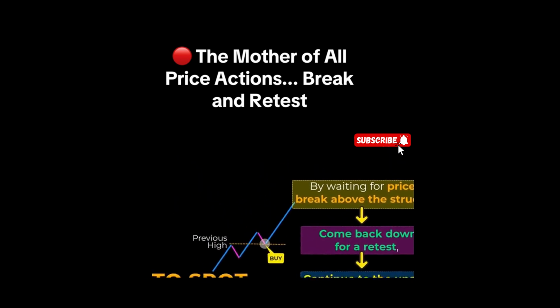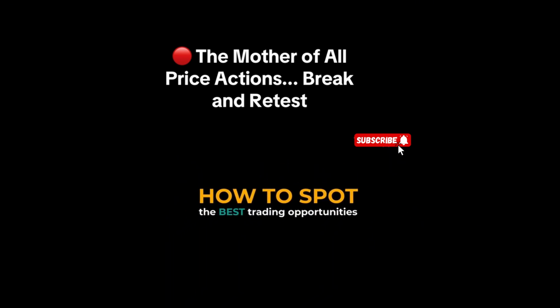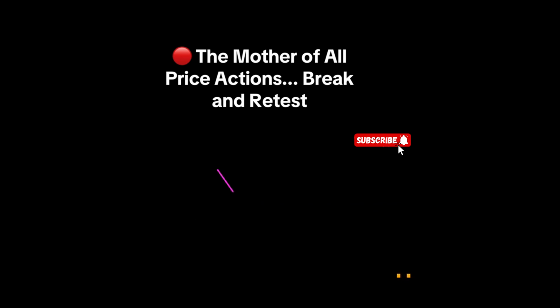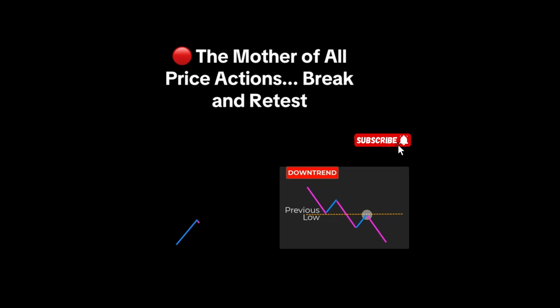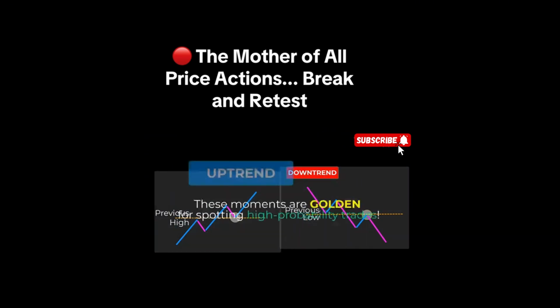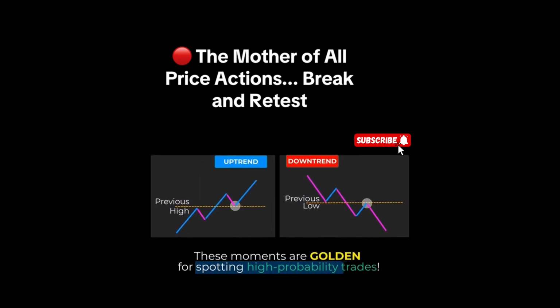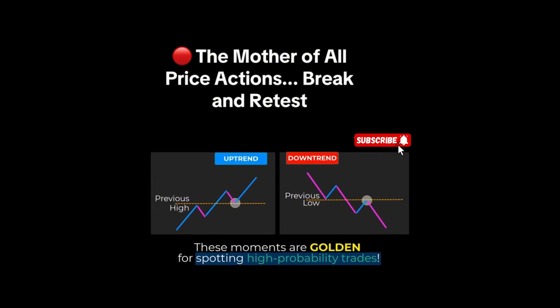Now, today we're going to focus on how to spot the best trading opportunities at these break and retest levels. For example, in a downtrend, you'll want to look for clean market structure showing a clear downward movement. Watch for price to break below a previous structural low, come back to retest that level, and then continue its downward momentum. The same logic applies to an uptrend. You're waiting for price to break above a structural high, retest it, and then push even higher. These moments are golden for spotting high probability trades. And here's the cool part. We'll break down the exact patterns you need to look for later in this video.